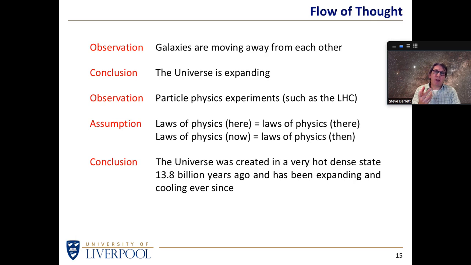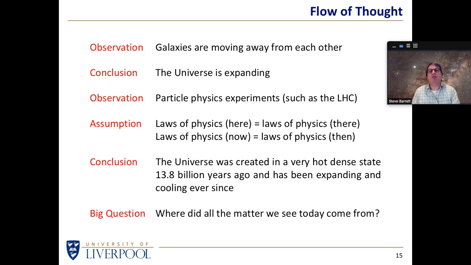What conclusion do we come to when we look at the expanding universe and we do some experiments here on Earth about how particles behave, how matter behaves? Well, we come to the conclusion that the universe was born in a very hot, dense state, 13.8 billion years ago, and ever since then it's been expanding and cooling. So it started off very small and very hot, and since then it's been getting bigger and bigger and bigger and getting colder and colder and colder.